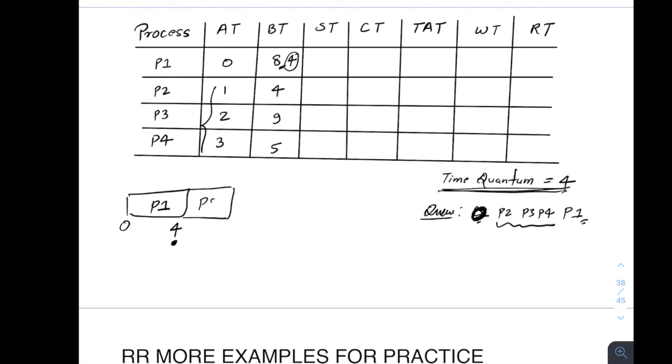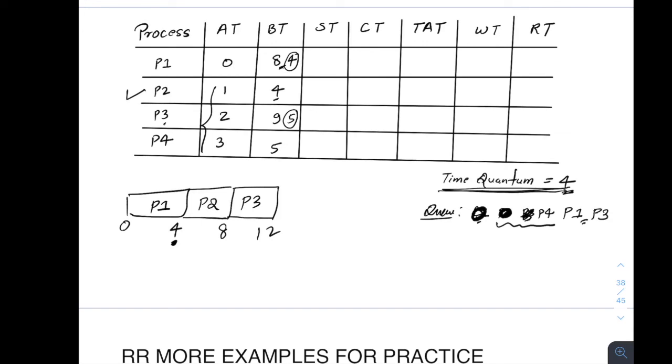So you get P2 here. Now P2 burst time is exactly 4 and the time quantum is 4. So it will complete all its burst time till 8, and P2 has terminated. You can kick it out of the ready queue. Now next one in the queue is P3. P3 has a burst time of 9, but it will get only 4, from 8 to 12. So from 9 it has 5 remaining. Now remove it from here and push it at the end of the queue.